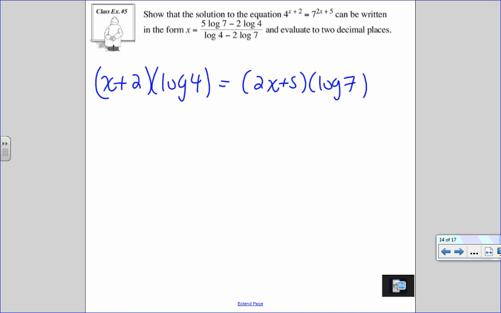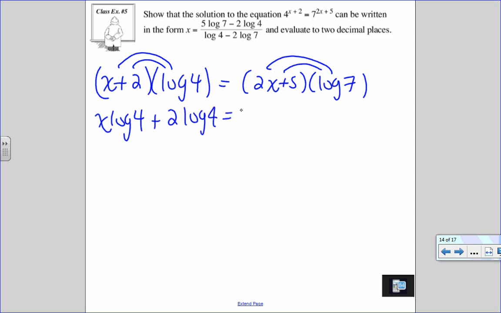Okay, and now it's just a matter of distributing this number in. Log of a number is just that, it's just a number. So I have x log 4 plus 2 log 4 equals 2x log 7 plus 5 log 7. So everything that has an x, I just want that on one side. So I'm going to subtract.